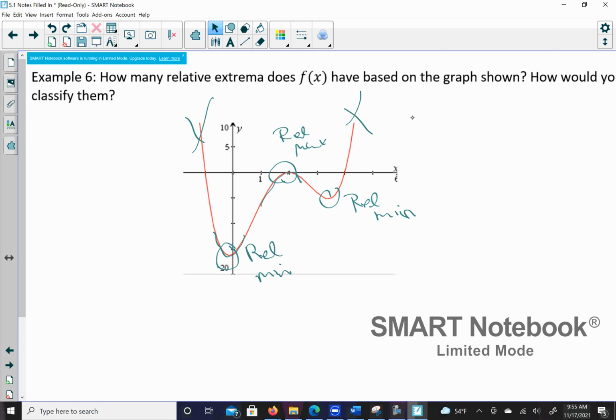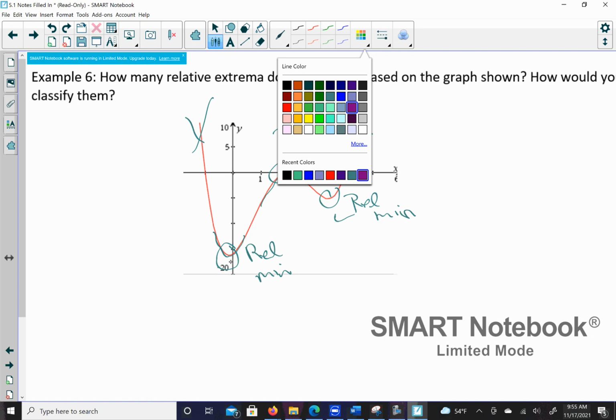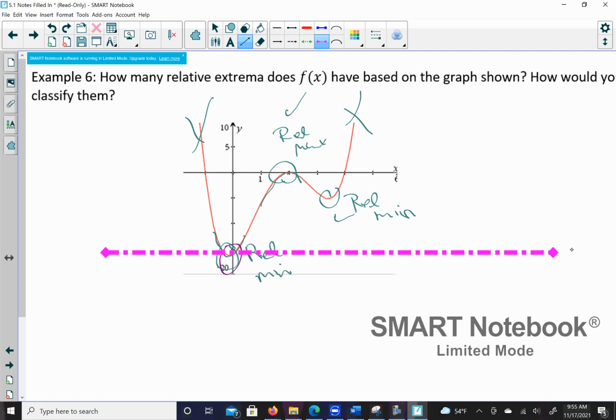Then it says, how would you classify them? Well, this is a relative max. By no means is it the highest point on that graph. This one here is a relative min. Again, not the lowest one on the graph. This one down here is kind of special though, because not only is it a relative min, it also is, if I draw a horizontal line at that point, the lowest point on that graph.